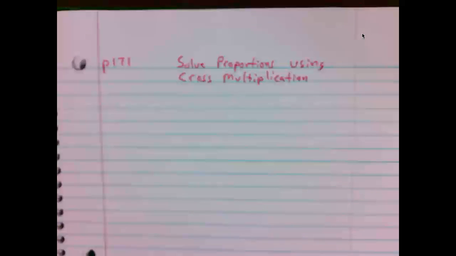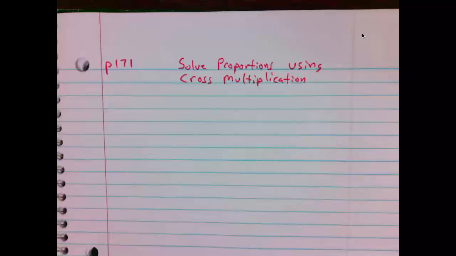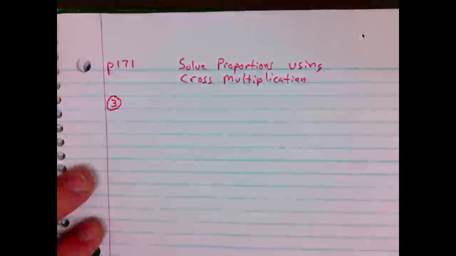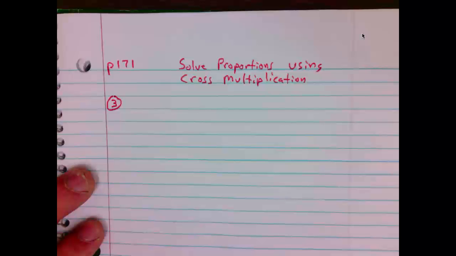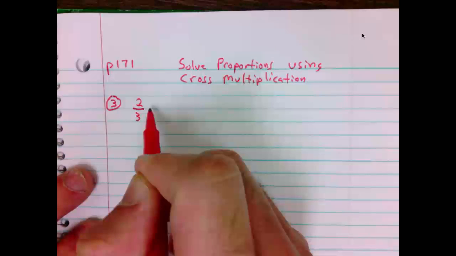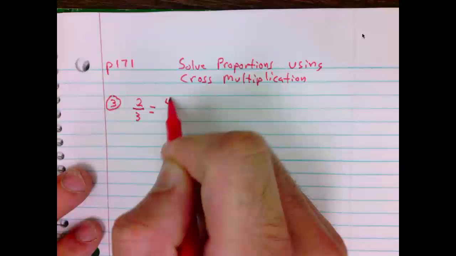All right, we'll be looking at page 171 in the red book, Solve Proportions Using Cross Multiplication. Problem number 3 says 2/3 is equal to 4 over x.